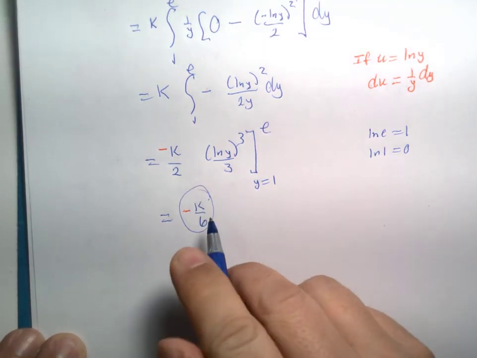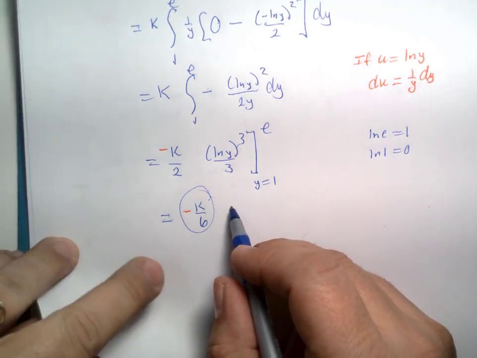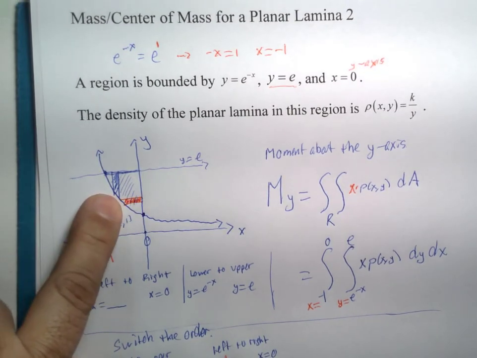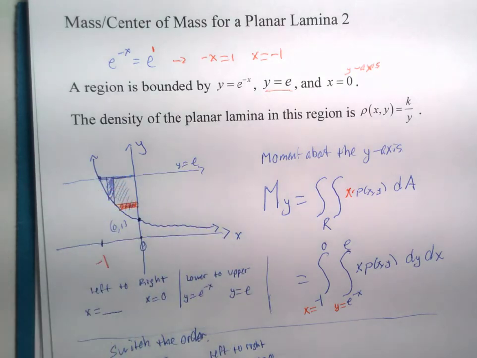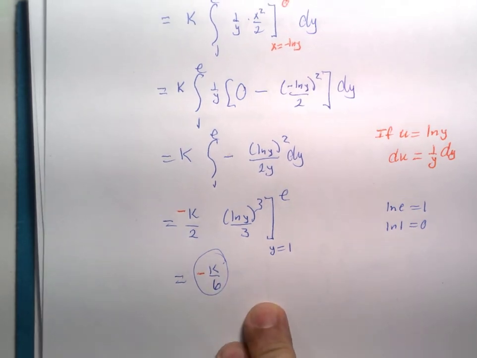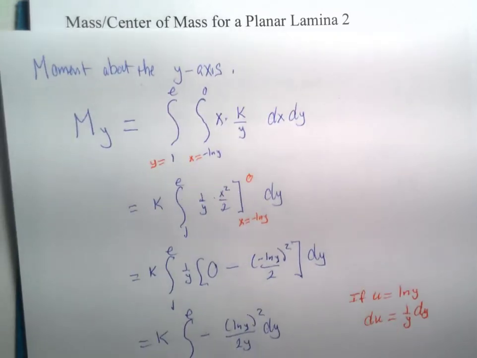This is the moment about the y-axis, and it's negative because this particular region is entirely on the left side of the y-axis. So of course the part of the moment that's separating left and right is going to come out to be negative. If you find the mass and the moment about the x-axis and combine those three pieces of information, you can find the actual coordinates for the center of mass in this particular unusual region.